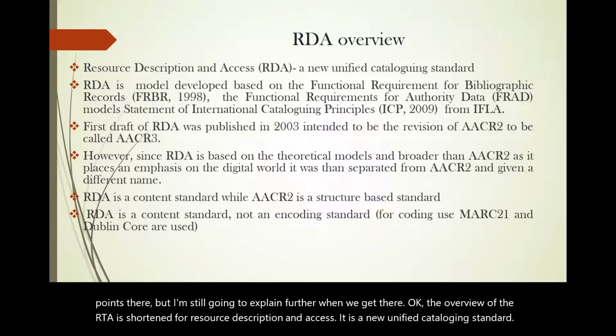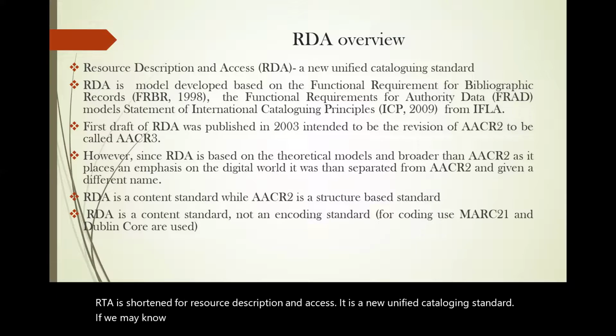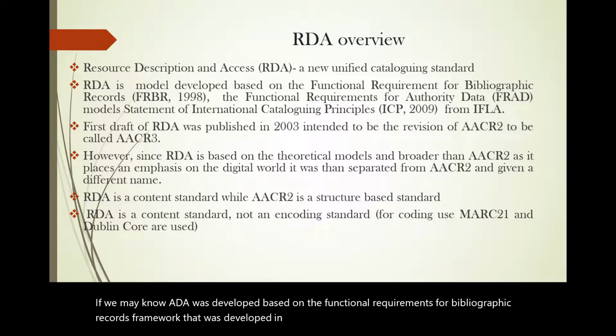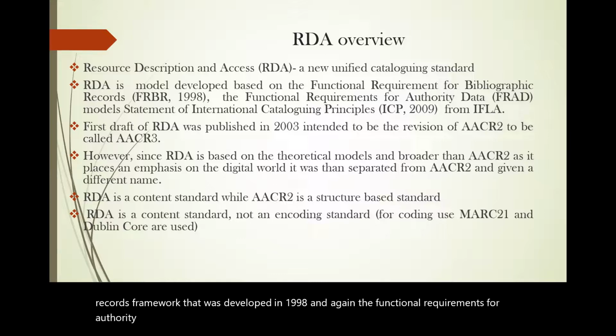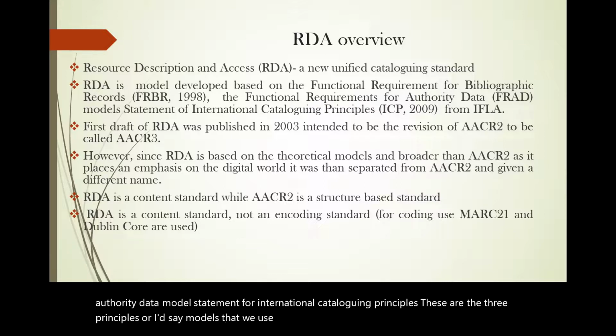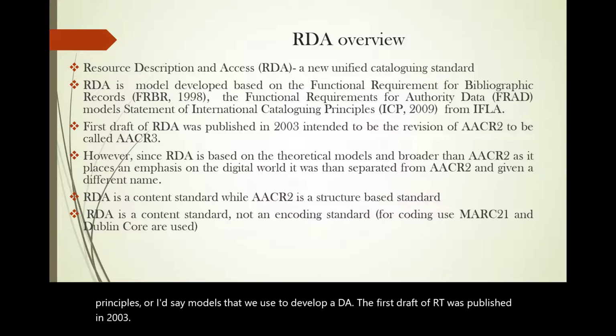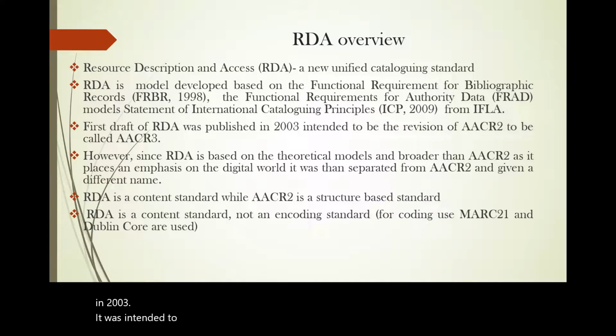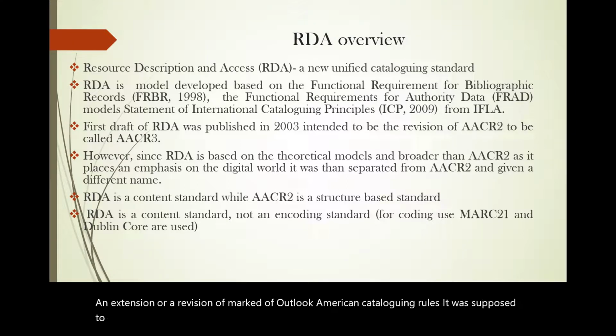If we may know, RDA was developed based on the Functional Requirements for Bibliographic Records framework that was developed in 1998, and again the Functional Requirements for Authority Data model and the Statement of International Cataloguing Principles. These are the three principles, or models, that we use to develop RDA. The first draft of RDA was published in 2003. It was intended to be an extension or a revision of Anglo-American Cataloging Rules. It was supposed to be Anglo-American Cataloging Rules 3.